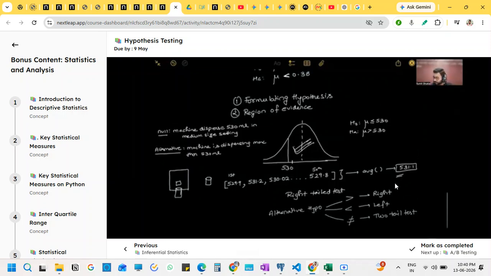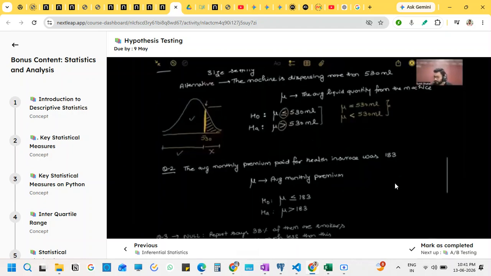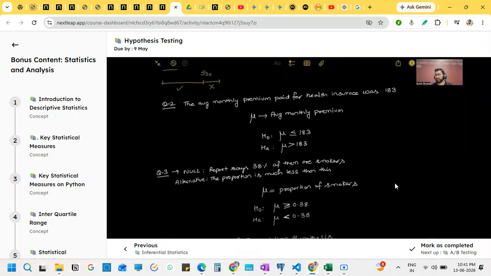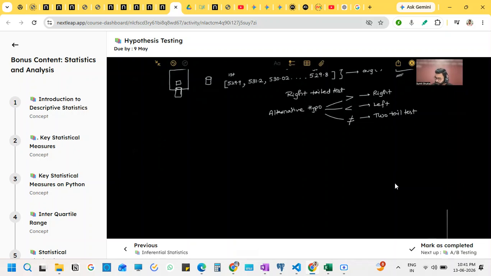Okay, let me take another example, which was the average monthly premium. The null says the average monthly premium paid for health insurance is $183. You believe that it is greater than this. Now, again, null is the average monthly premium is $183.